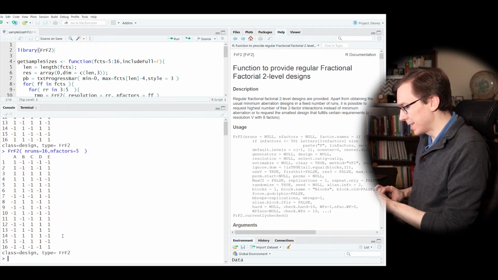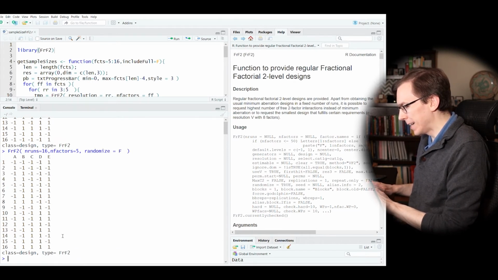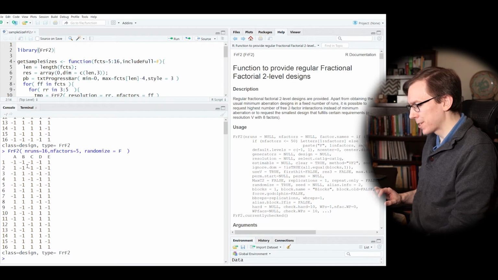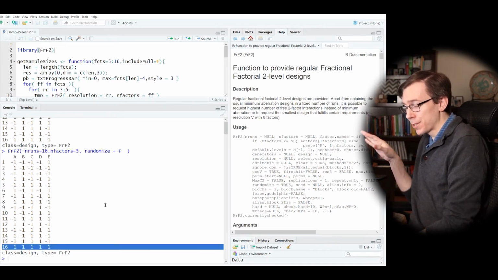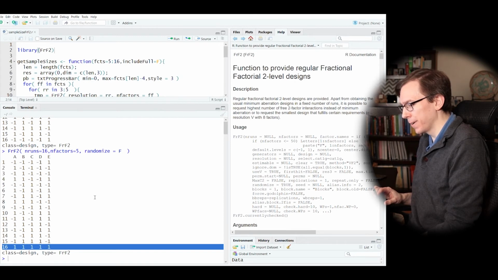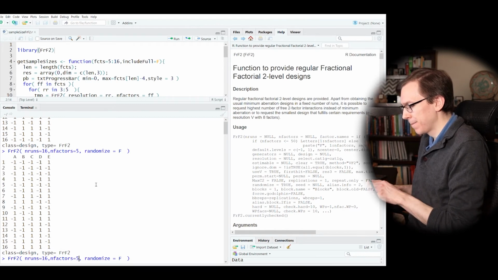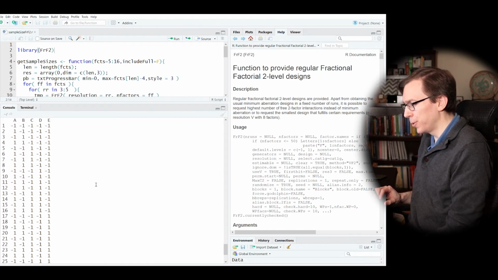So if you want to just see what it looks like otherwise, you can tell it to not randomize. And in that case, you get something that looks a little bit more standard. In this case, again, we have deleted some rows. We should have 32 for my 5 factors, but we're only doing it on 16 observations. So we have the all ones row. We don't have the all minus ones row. If I were to increase this to 32, I think we should see everything then in the usual order, right?